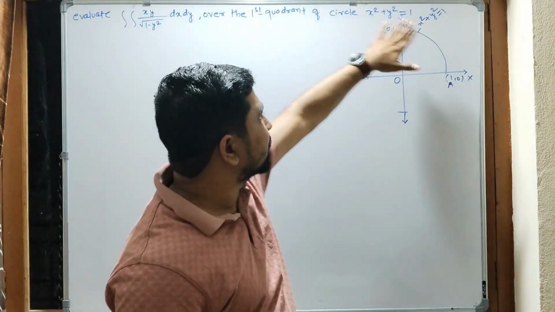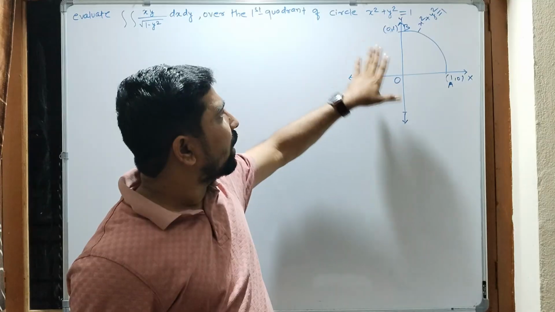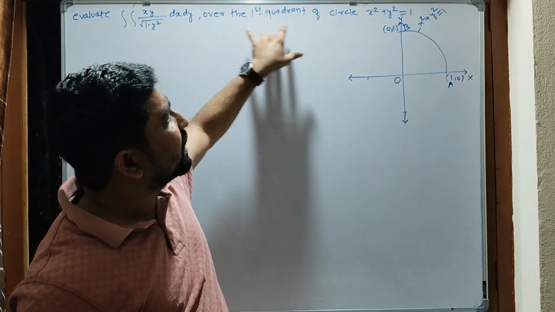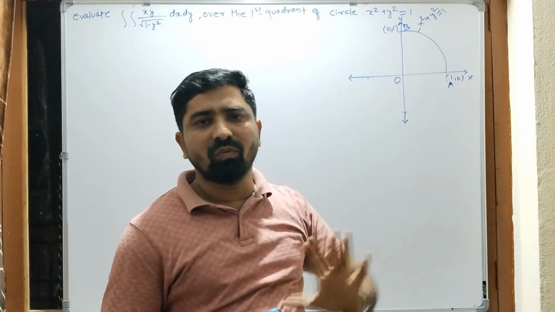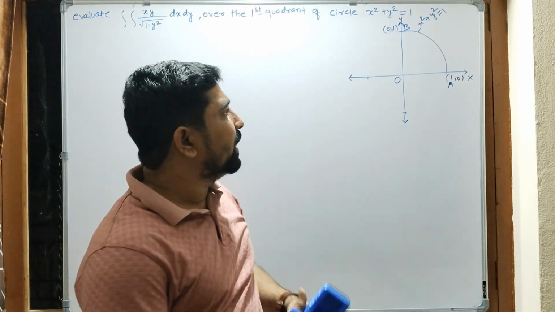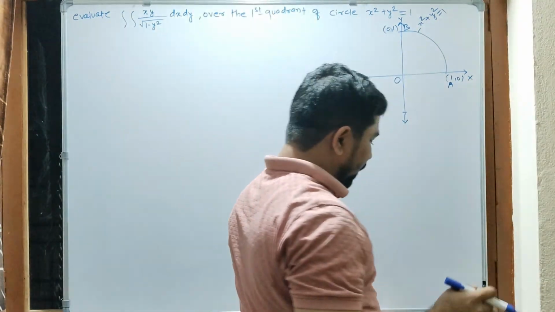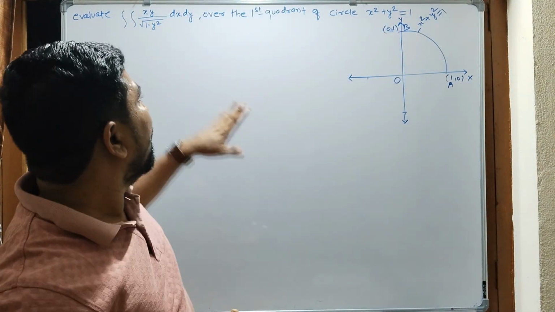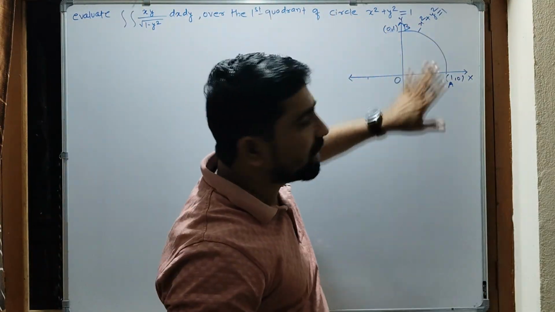Here we have the circle centered at origin of radius 1. But in the question, the region of my integration is the first quadrant of my circle centered at origin with radius 1. So this is the first quadrant of my xy plane and the region of my integration is, let's say, OAB. I want to find the total accumulation of this function over this region.